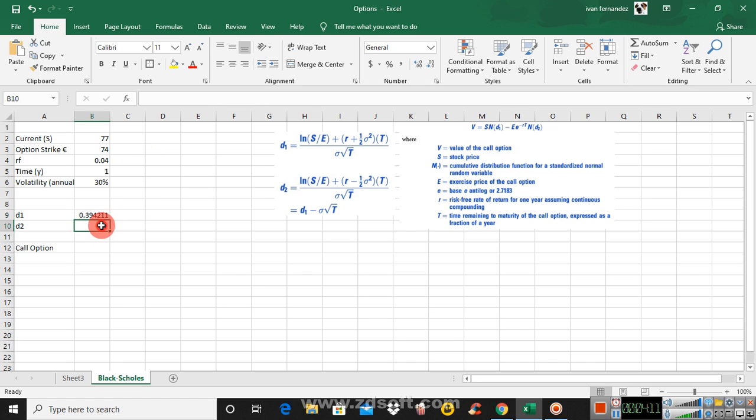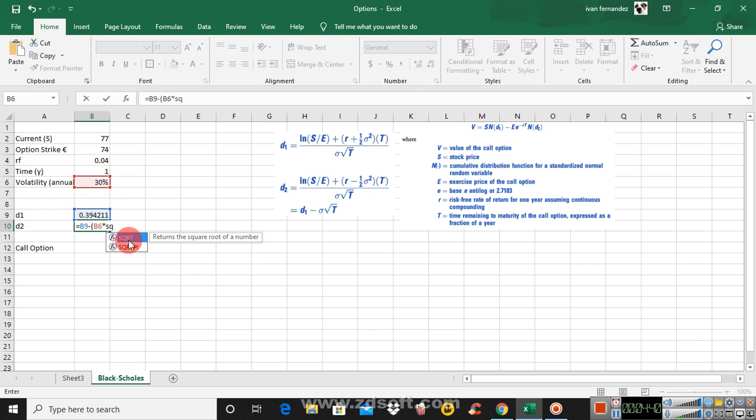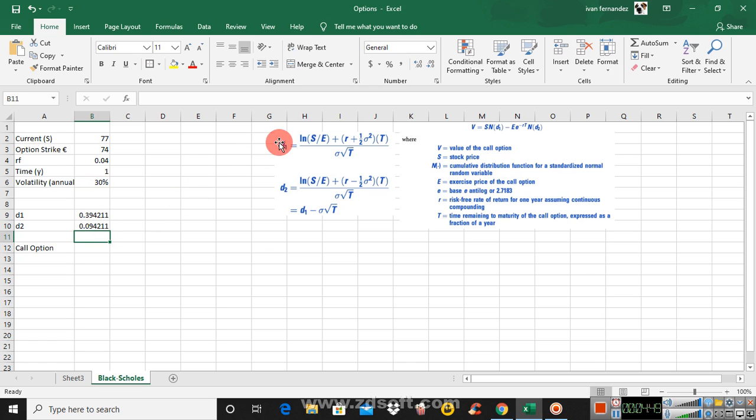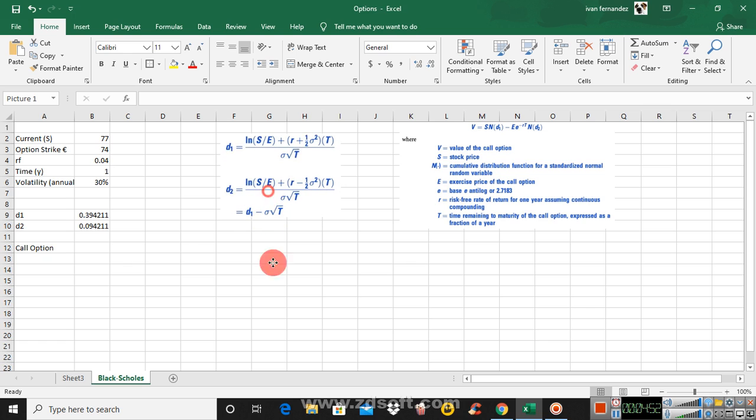Now, D2 is way easier. D2 is this whole thing all over again, but there's actually a formula that makes it easier, which is this one down here. So D2 is just equal to D1 minus the volatility times the square root of the time. So D2 equals D1 minus, be careful with your parentheses, the volatility times the square root of 1, and close parentheses. Okay, so you now have D1 and D2. You have those two pieces.